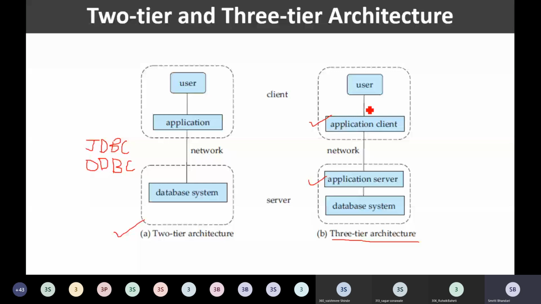So business logic is implemented at the application server, and we call the functionalities from the application server. In turn, this application server interacts with the database system, and whatever our request is, accordingly the data will be provided to us at the client. So this is how my three-tier architecture works.